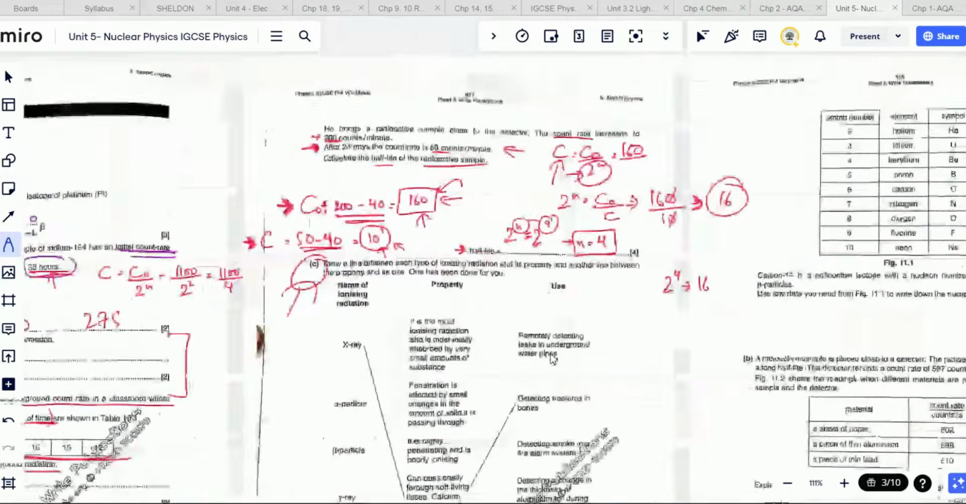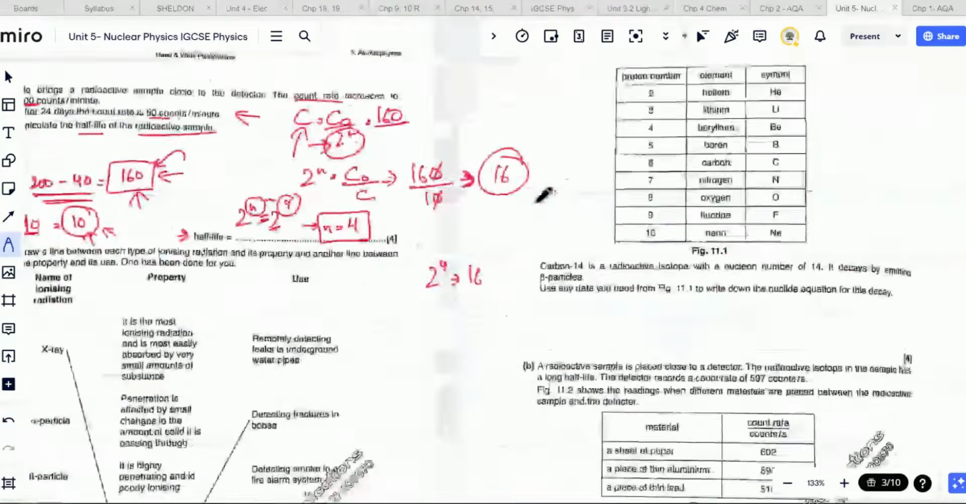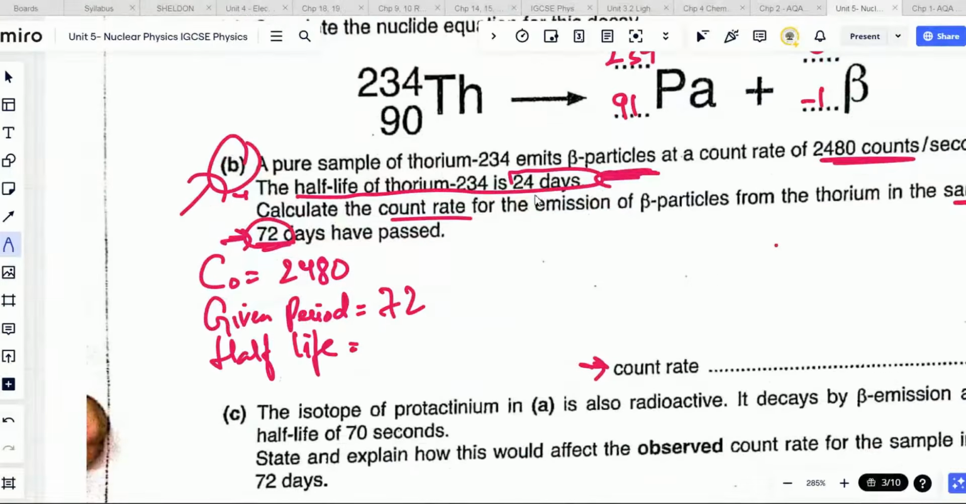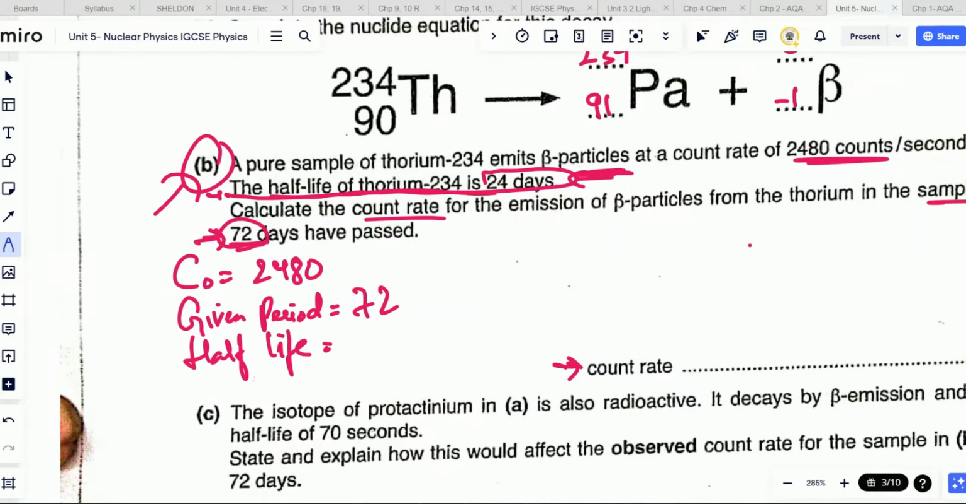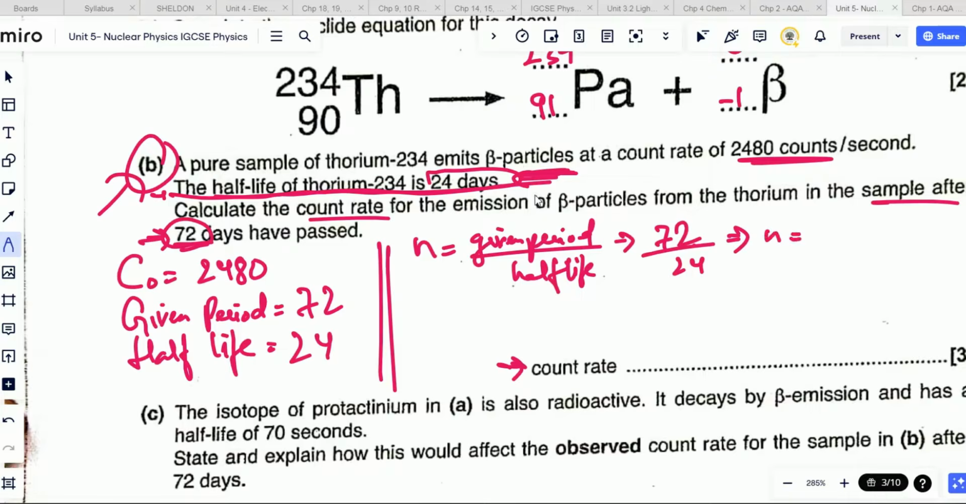So the given period is this. And what is the half-life? See, given period upon half-life. So the half-life will be, where is it? This part, the half-life of thorium is 24 days. So I write 24 here. Is my data complete? So first I find the number of half-lives. How do I find the number of half-lives? Given period upon half-life. What will it be? 72 over 24. What's the value of n? 72 over 24 is what? 3. Okay, so the number of half-lives is 3.